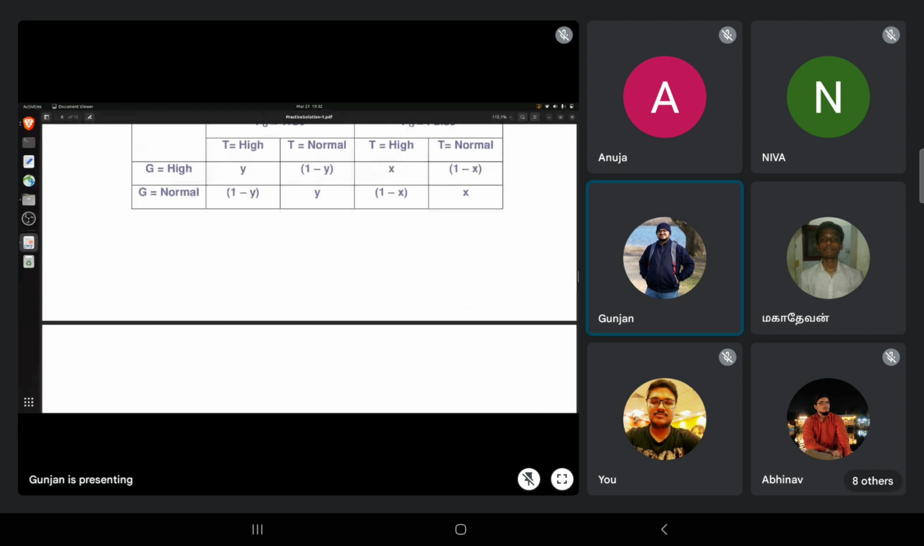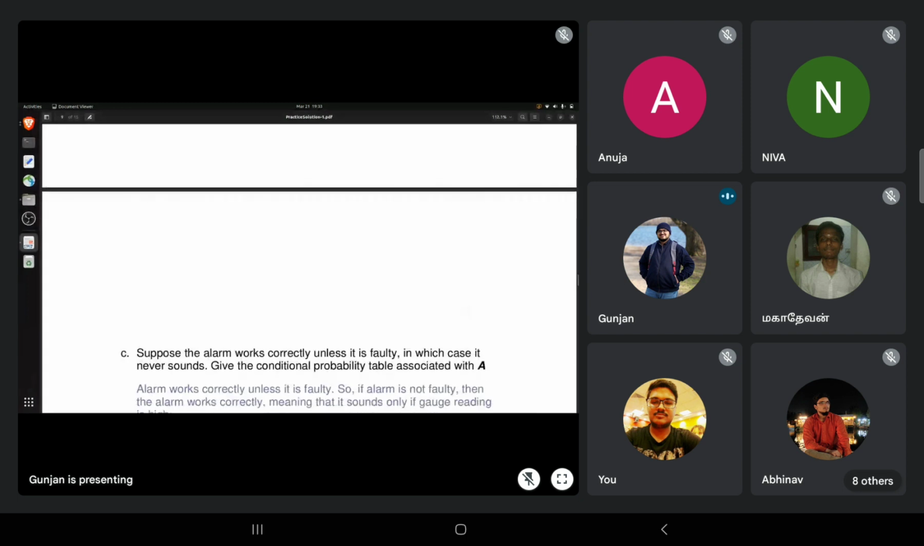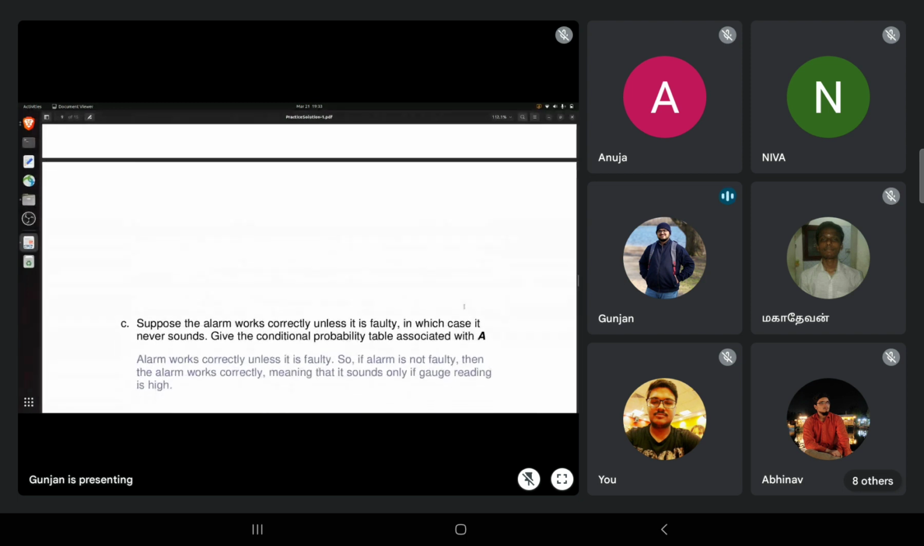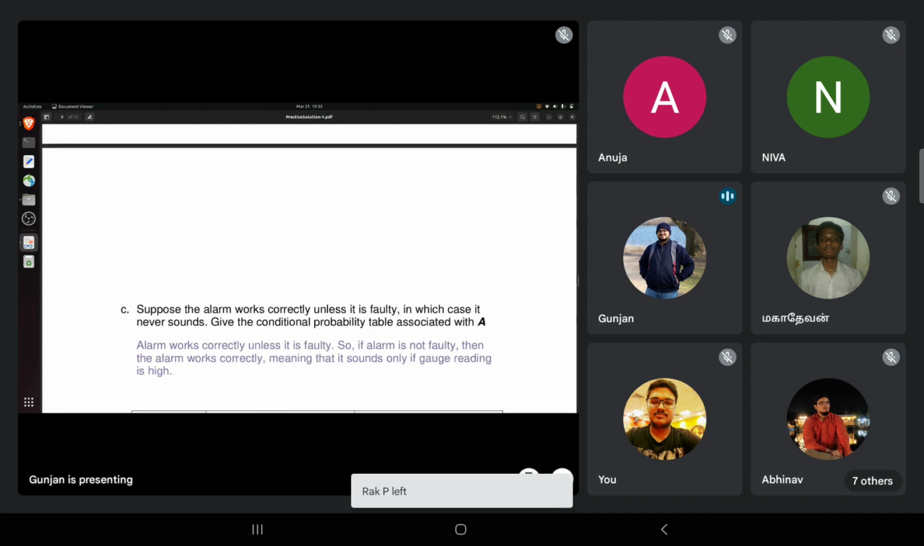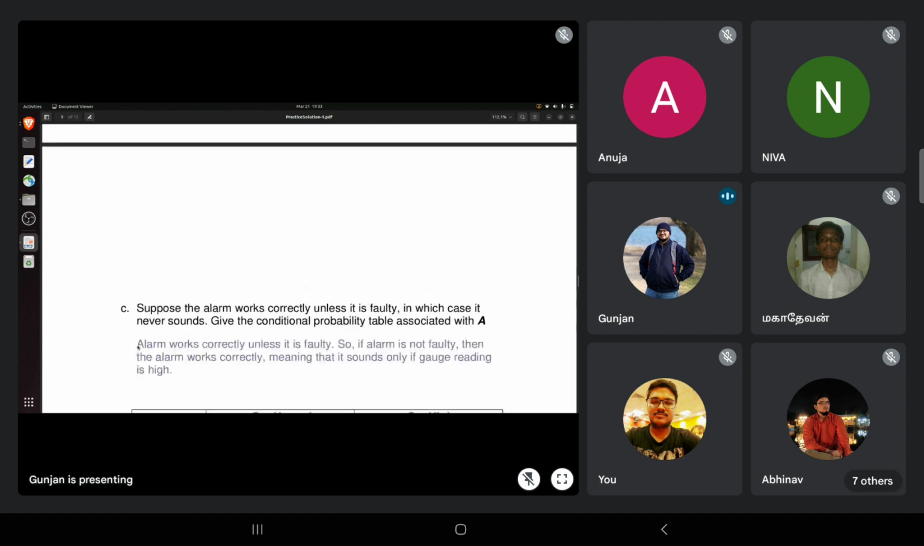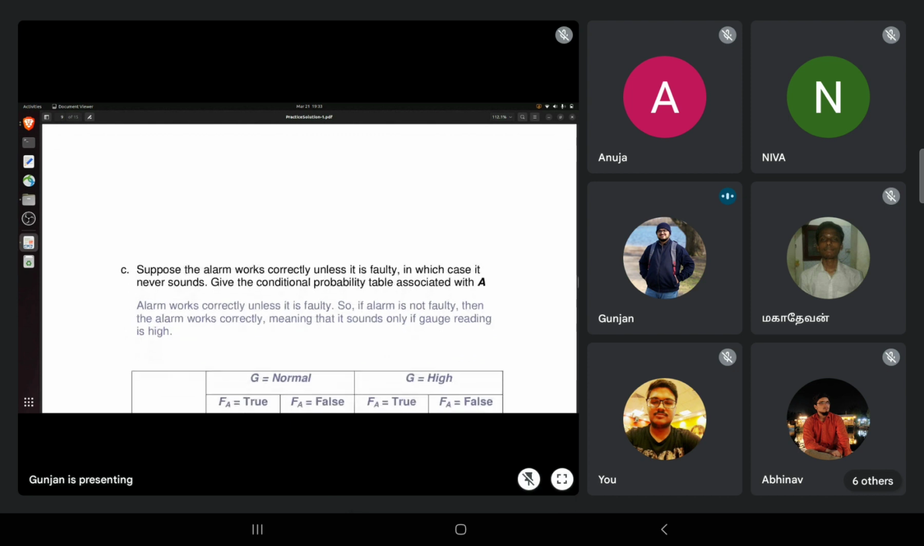Okay. In which case, it never sounds. So give the conditional probability table associated with A. Alarm works correctly unless it is faulty. So if the alarm is not faulty, then the alarm works correctly, meaning that it sounds only if the gauge reading is high. So when will the alarm go high? The alarm will go high, assuming it is working correctly, only when the gauge reading is high. Only in that case it will go up. Otherwise, it will not go up.